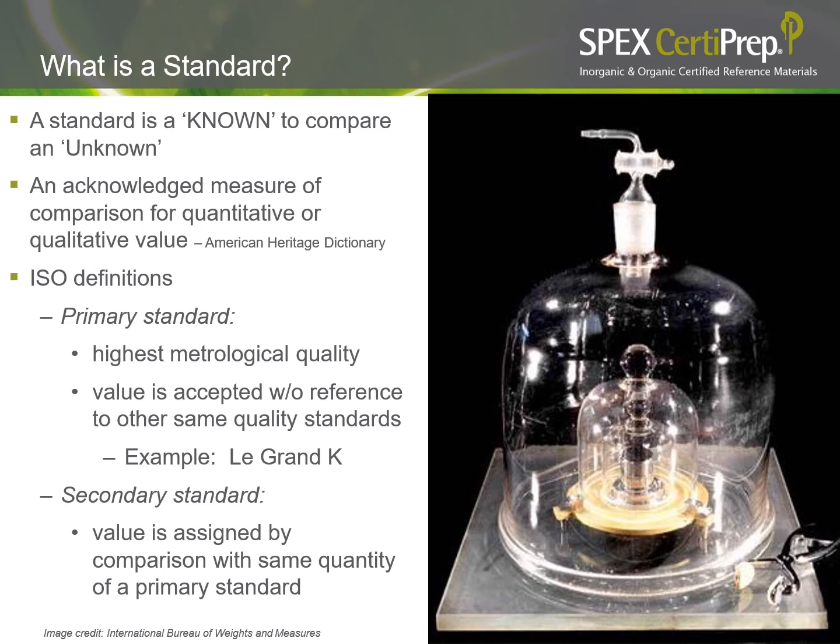Okay, so the ISO definition for a primary standard basically consists of the highest metrological quality. The value will be accepted with or without reference to other standards of the same quality. Well, a secondary standard is actually a value assigned by comparison with the same quantity of a primary standard. So class, basically a primary standard will consist of the highest metrological quality compared to the secondary standard.